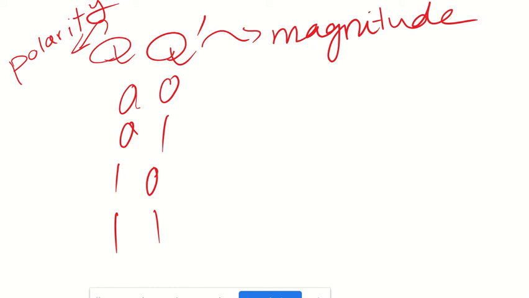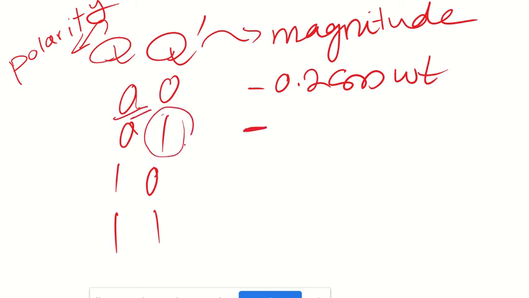So 0, 0 will be minus 0.2 cosine of omega t, because the polarity is 0, so it's minus. The polarity is 0, but for the magnitude of my amplitude, this is the maximum. So I define it as 0.8 volts. So that will be that.